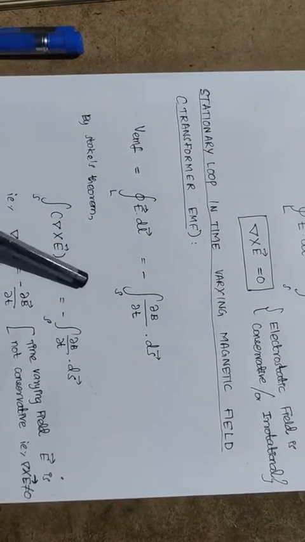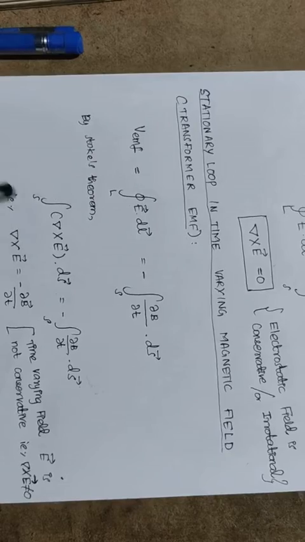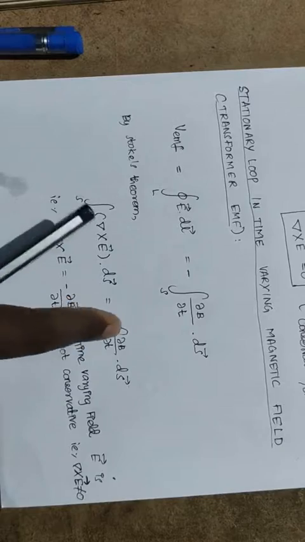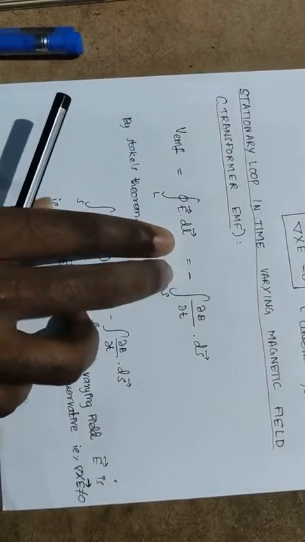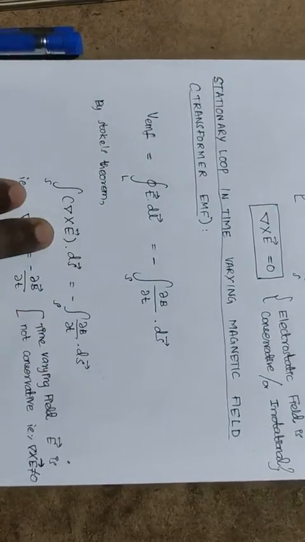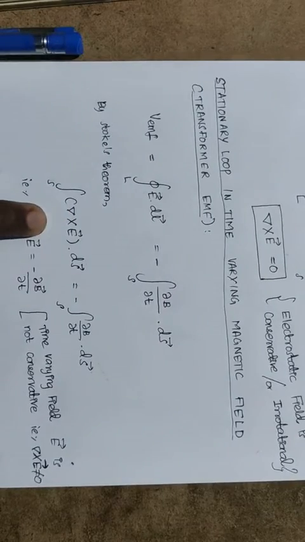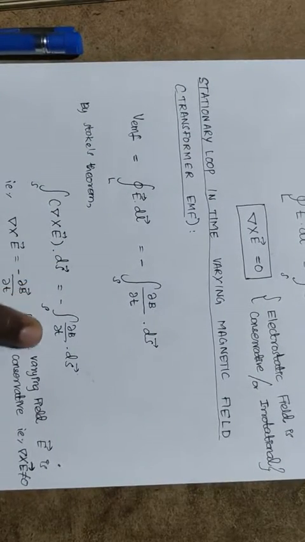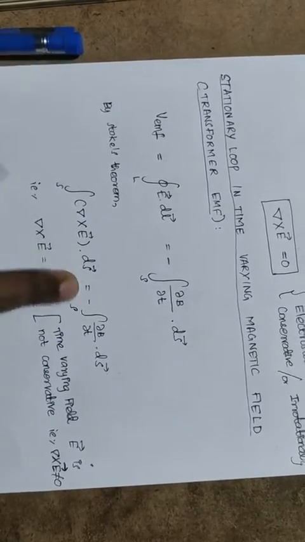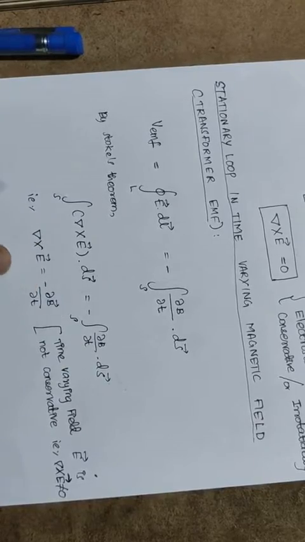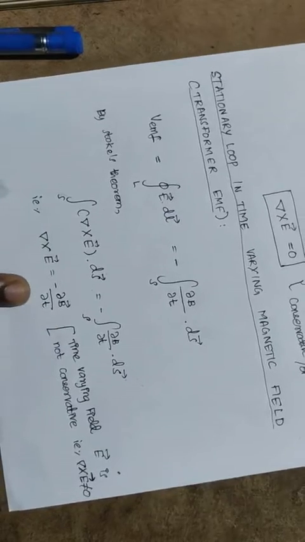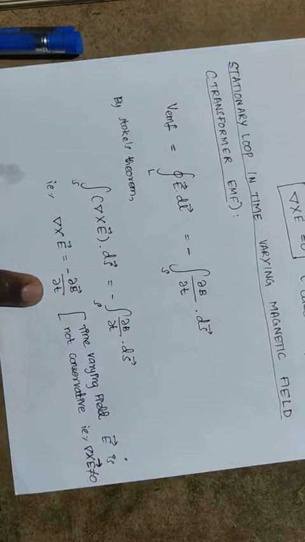By applying Stokes theorem to the above equation, the closed line integral of E dot dl vector can be written as the surface integral of del cross E dot ds, which will be equal to minus surface integral of the rate of change of magnetic flux dot ds vector. Since ds vector is on both sides, we can equate the inside parameters. This is from the basic integration rule, that is, del cross E equal to minus dou B by dou t.